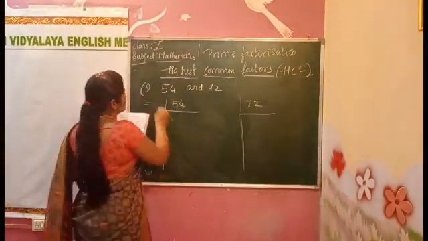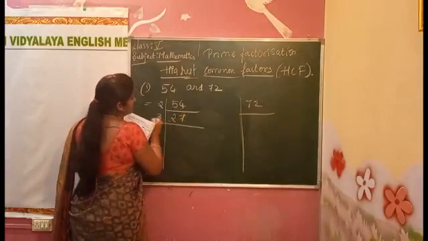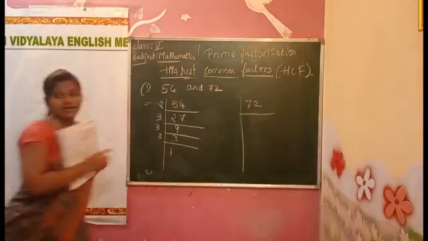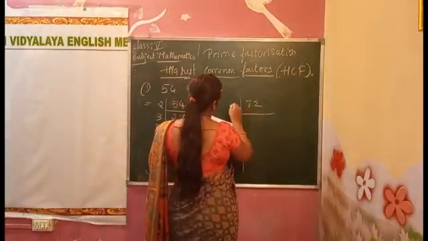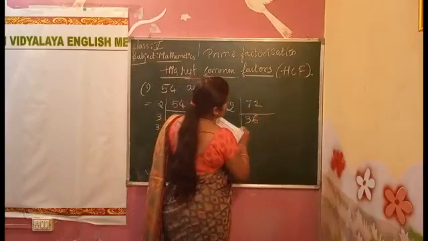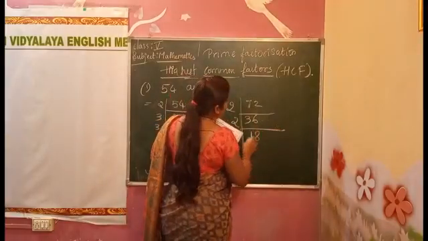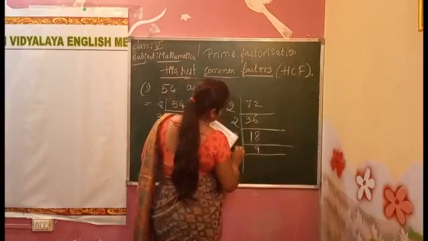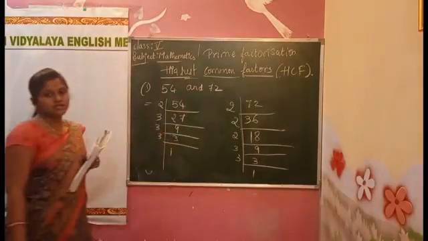First we'll start from 2. 2 2s are 4, 2 27s are 54. Okay, 3 9s are 27, 3 3s are 9, 3 1s are 3. That time we did this for 54. Now 72 also we did that time. We start with 2 only. 2 3s are 6, 2 36s are 72, 2 18s are 36, 2 9s are 18, 3 3s are 9, 3 1s are 3. We got these two numbers.